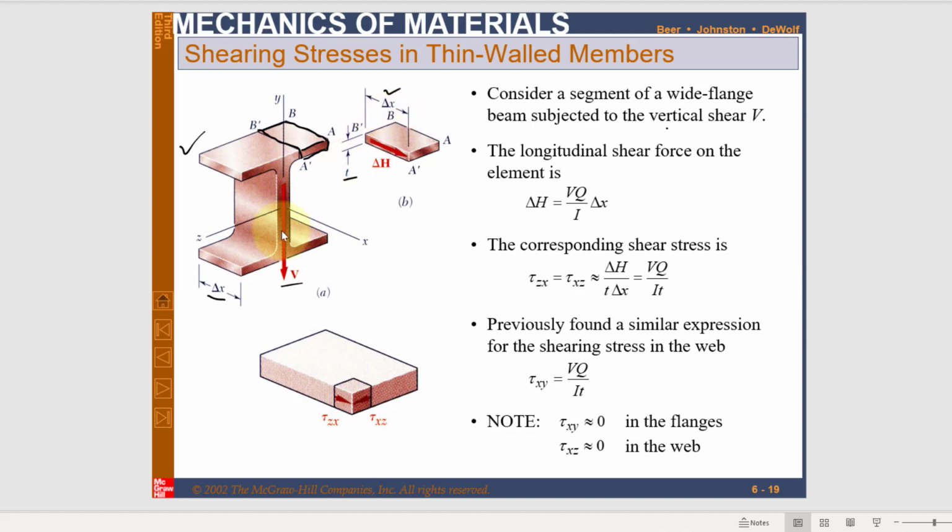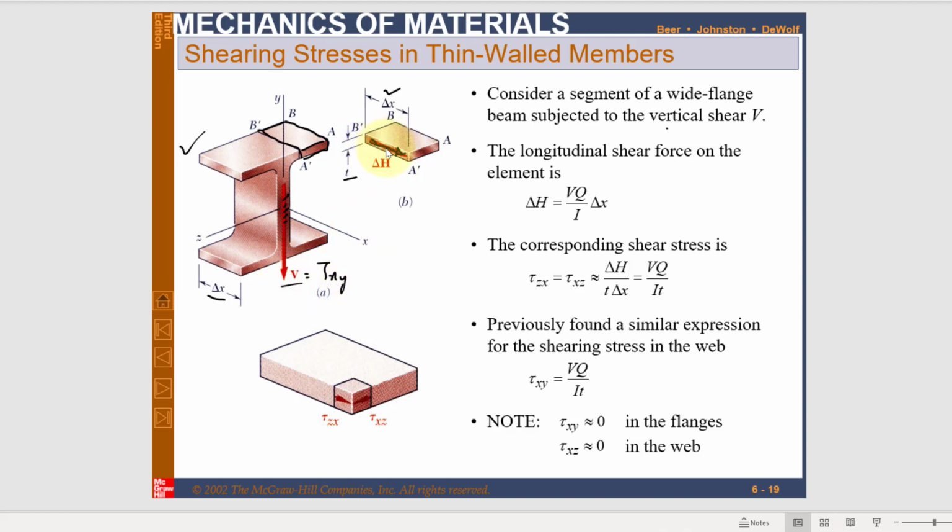So there is a vertical shear force acting on the beam, and if we cut out a segment of flange from this beam, there will be a horizontal shear force also acting on B. If you look into this figure, you can find out that this web is perpendicular to x direction, so this shear force V will be equal to tau of x and it is in direction of y. So this shear stress is tau of xy.